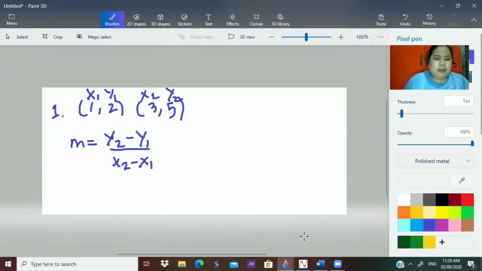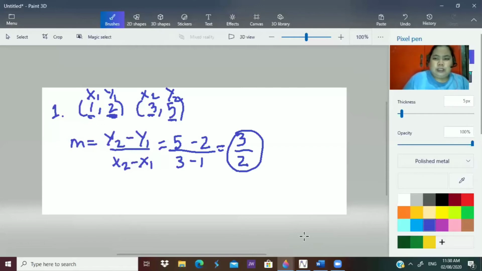Okay. Then after that, kung ano yung label na nilagay natin, yun din yung given na ipa-plug in natin or isa-substitute natin. So y sub 2 is 5. So this is 5 minus y sub 1 is 2. So you have 5 minus 2 all over 3 minus 1. Okay, kung ano po yung nakalagay sa formula, yun po ang ilalagay natin. Hindi po pwede nating mapagbaliktad dito kasi may iba yung ating answer. Okay, so you have 5 minus 2 is 3. 3 minus 1 is 2. So the slope is 3 over 2.